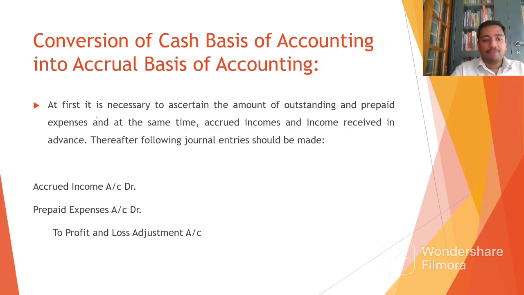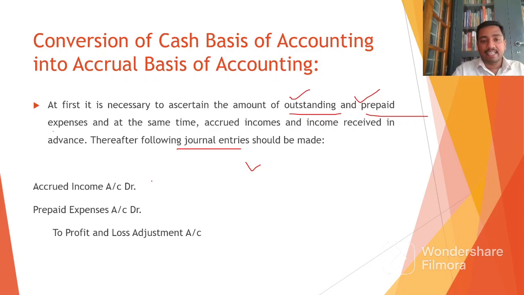So at first it is necessary to ascertain what are our outstanding items and what are our prepaid items. So that is the first step. The company should identify all of their outstanding items and their prepaid items, and we should pass certain journal entries.